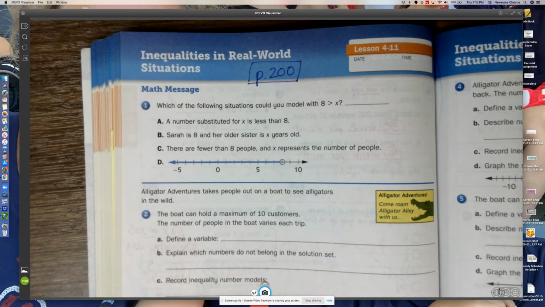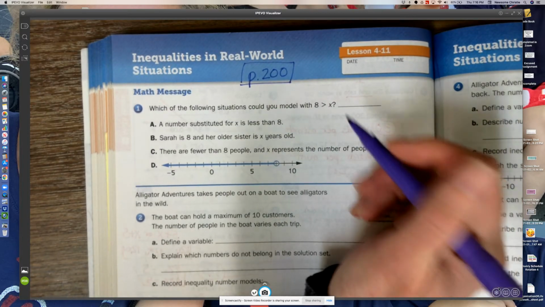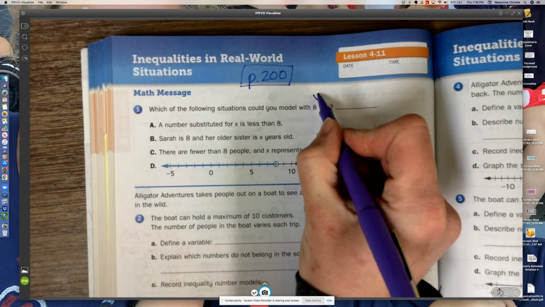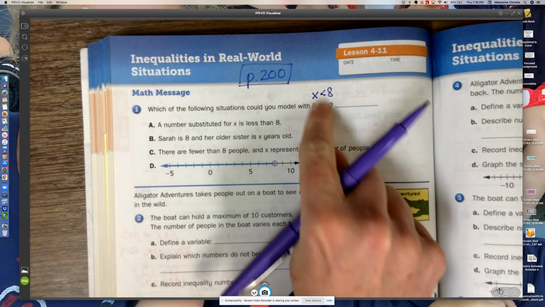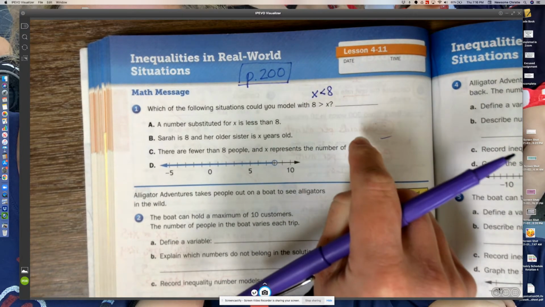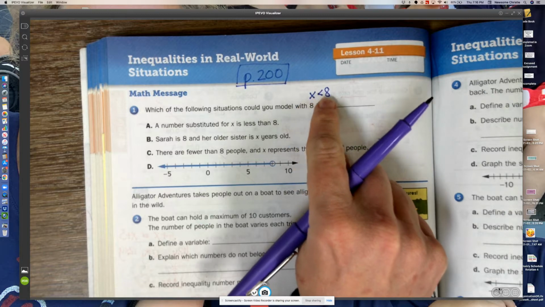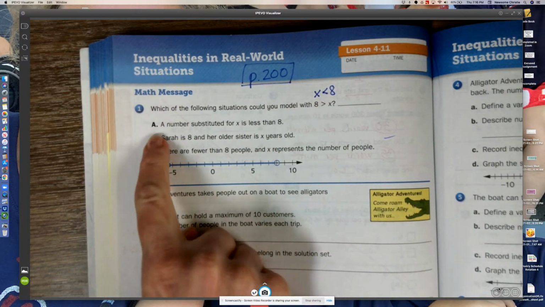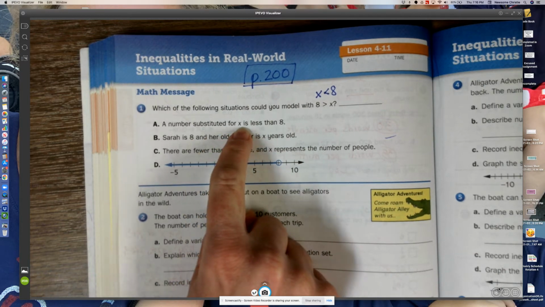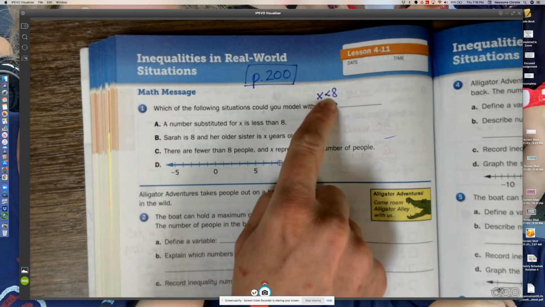So the math message is asking you, which of the following situations could you model with 8 is greater than x? You and I talked already that I like it best when these are flipped around, and so x is less than 8. So I like to think about it always with the variable first. So x is less than 8. So let's think about which of these could work for that. A number substituted for x is less than 8. Well, that's exactly what it says, right?